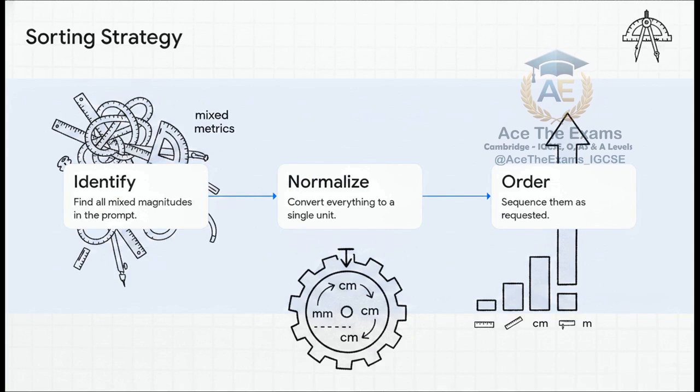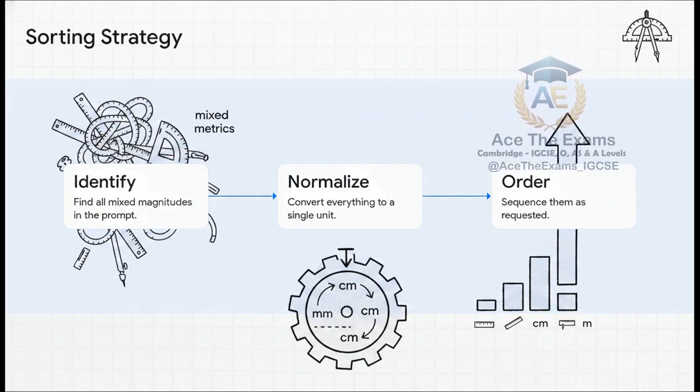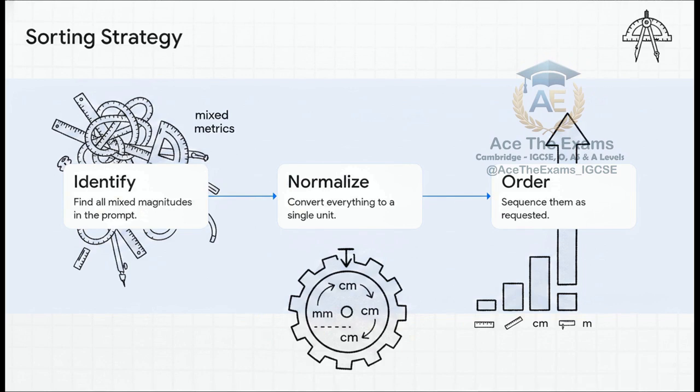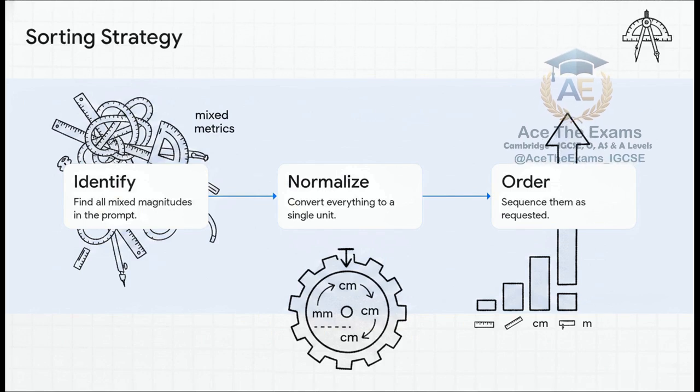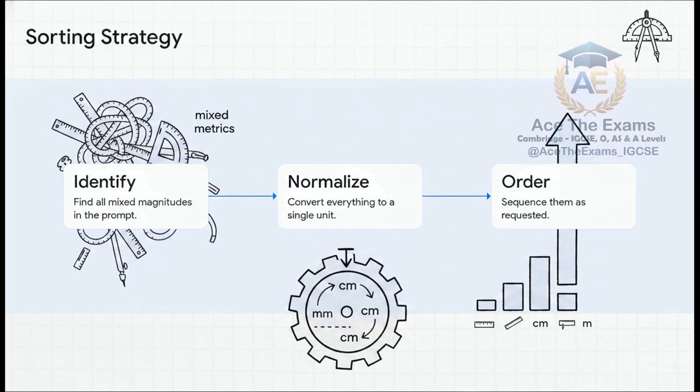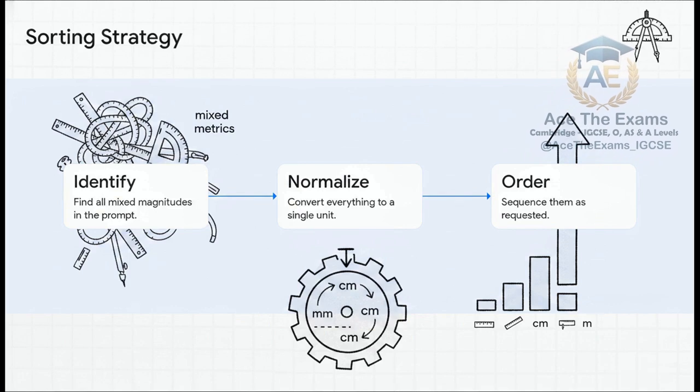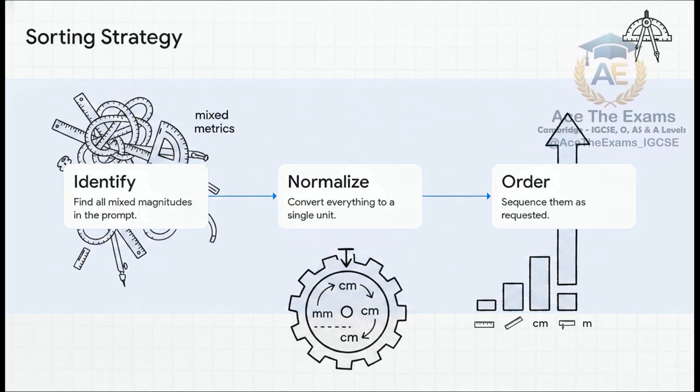To effectively sort a chaotic list of lengths, you absolutely must follow a strict, systematic normalization strategy. Step 1, identify the mixed metrics. Step 2, normalize them all into a single unit, like centimeters. And step 3, only then do you establish your final order. Imagine you're given 2 meters, 60 centimeters, 800 millimeters, 180 centimeters, and 0.75 meters. The prompt asks for the order starting with the smallest. If you just scan the raw numbers, you're going to fail for sure.